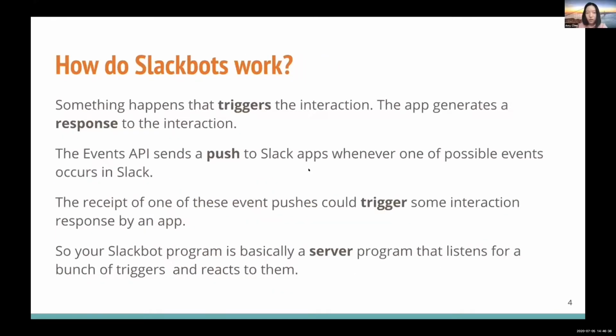Cool. So how does the SlackBot work? Usually, if something happens in your Slack workspace, for example, if you send a message or click a button, that triggers an event, and that event is sent to the Slack server. If you have a bot registered on that workspace, then the server would push that event to your SlackBot, so that your SlackBot program can do something according to the kind of event it received. So basically, it serves as a server, if you've ever done backend.